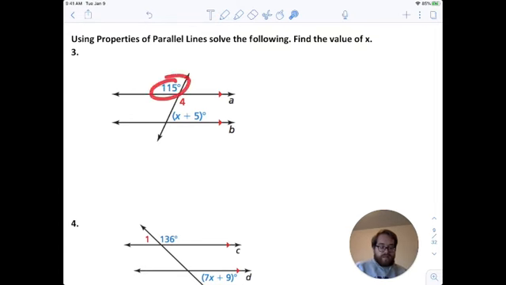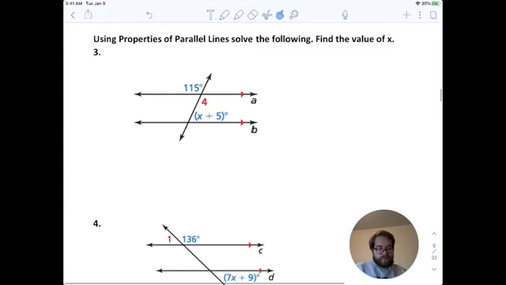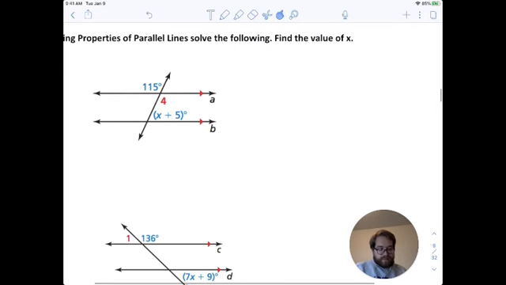So if I know this angle is 115, I might ask myself the question, how is this angle related to angle 4? Okay, how are those two angles related to each other? If you remember, when you have two straight lines like these two lines, the angles across from each other, formed by opposite rays, are congruent to each other. Those are called vertical angles, and they're congruent to each other.